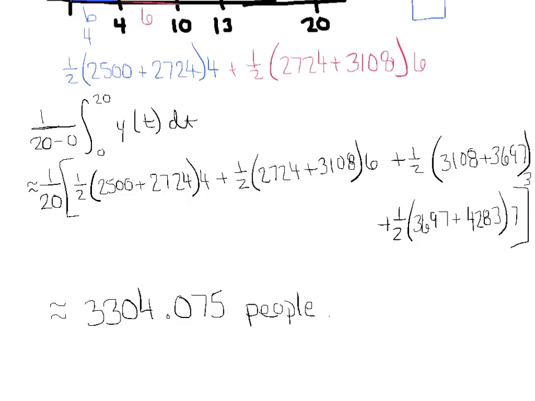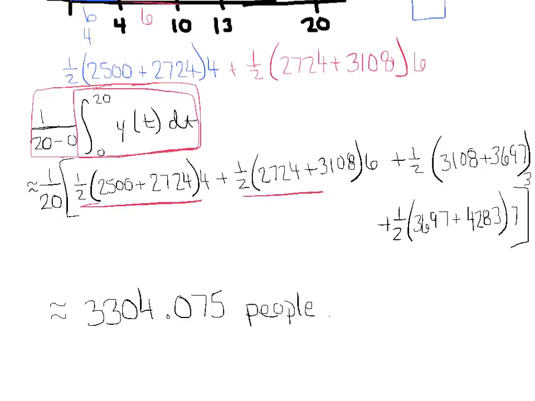So here's what I ended up with, and you notice that I started off, I rewrote my average value formula with the appropriate bounds of 0 and 20, and then we said, okay, we're going to approximate the integral part by using those 4 trapezoids. Here's trapezoid number 1, number 2, number 3, and number 4. And don't forget about the 1/20th out front. I think that may be the most deceiving part. Easy to forget the 1/20th.